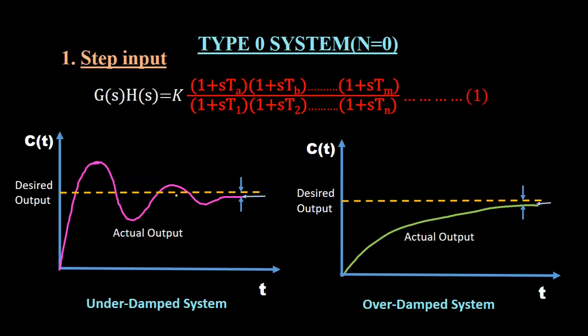This is the response of the underdamped and overdamped system when step input is applied to the type 0 system. So here we can see that when step signal is applied, then the steady state error will be equal to A upon 1 plus K. That is a finite value we are going to get when step input is applied to type 0 system for both underdamped and overdamped systems. e_ss is equal to A upon 1 plus K.